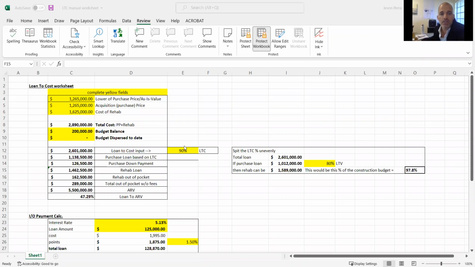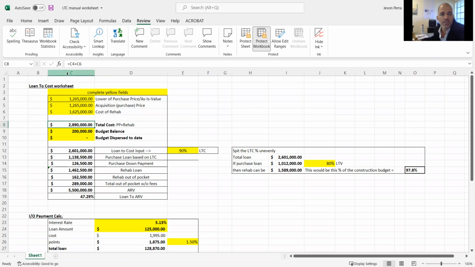Here's how to calculate loan to cost, which is right here. Pretty simple. You just fill in the yellow fields. All the yellow fields are manual inputs. The fields that aren't yellow are where the calculations are. You see up here in the formula box, it says C4 plus C6.